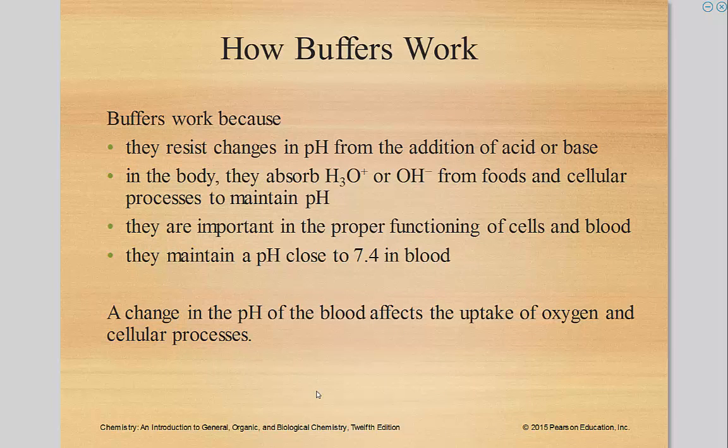So buffers work because they can resist the change in pH from adding an acid or a base. In the body, they absorb H3O+ or OH- from the foods or different processes our cells are going through to maintain that pH. Without these buffer systems, our bodies would shut down. We need these buffer systems to survive. They maintain a pH in the blood, for instance, close to a 7.4. If the pH in the blood went too far beyond that range, we would essentially die.